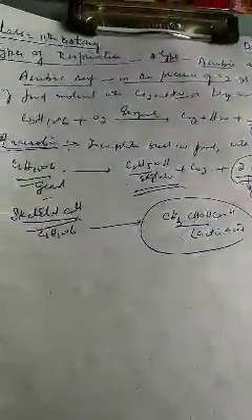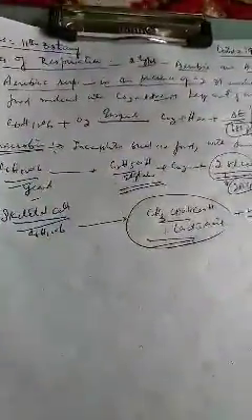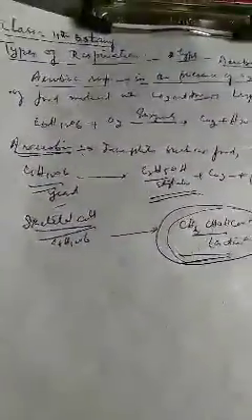Similarly, in human skeletal cells, anaerobic respiration takes place. Here, this glucose is broken down into lactic acid, CH3CHOHCOOH, and only two ATP molecules are produced. We also call it lactic acid fermentation, and in yeast it is called ethyl alcohol fermentation. Here the glucose gets incompletely broken down and produces lactic acid and two ATP molecules, with a small amount of energy equal to only two ATP molecules. These are the types of respiration.